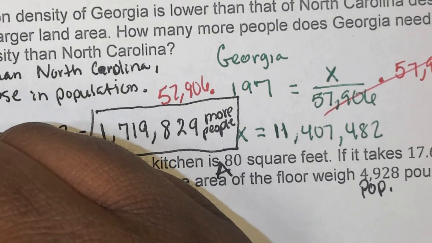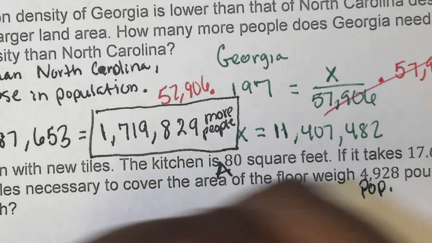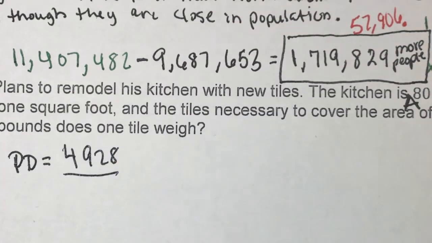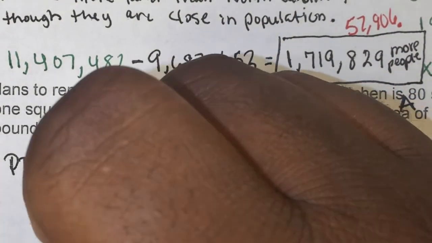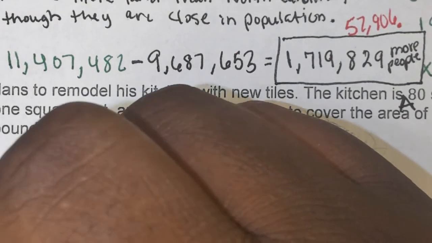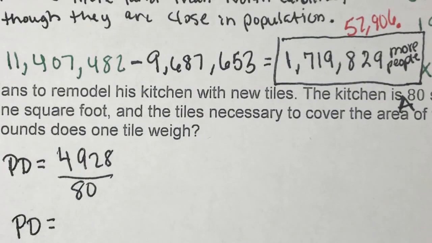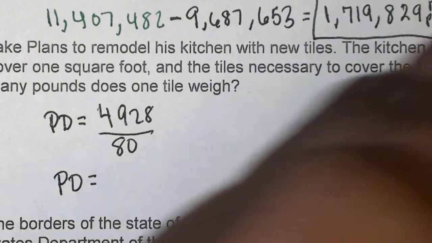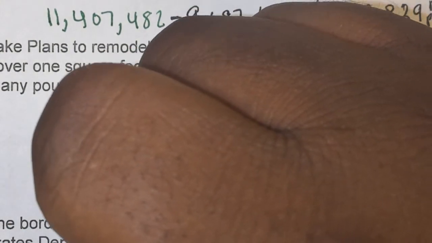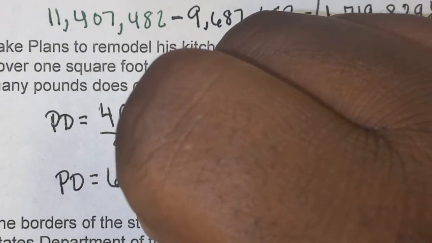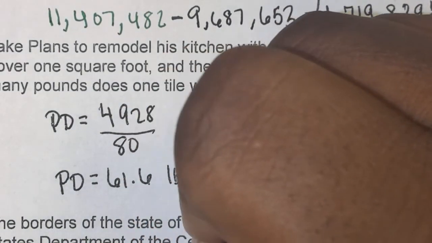So PD for us is going to equal 4,928 divided by 80. This will be our population density. What number did anybody get? 61.6. Thank you. This is the pounds per square foot.